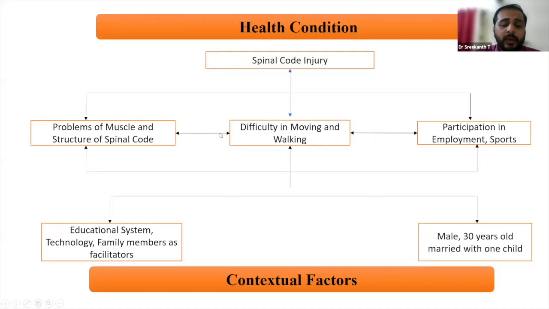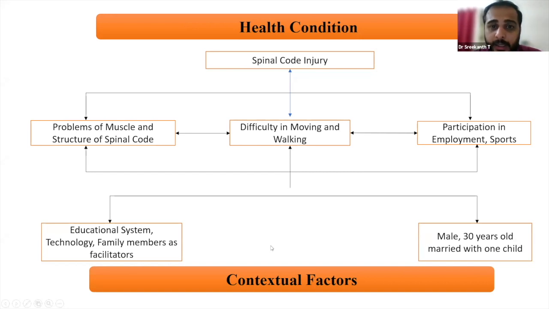So I have given a couple of examples for better understanding. Imagine a person with spinal cord injury. His impairment would be problems of muscles and structures of the spinal cord. His disability is difficulty in moving and walking around. And handicap would be participation in employment or sports. That would be the social restrictiveness.